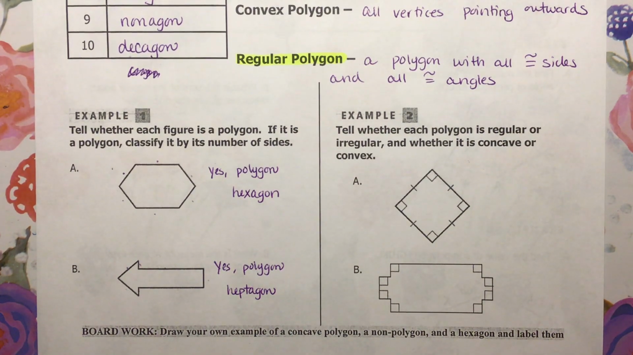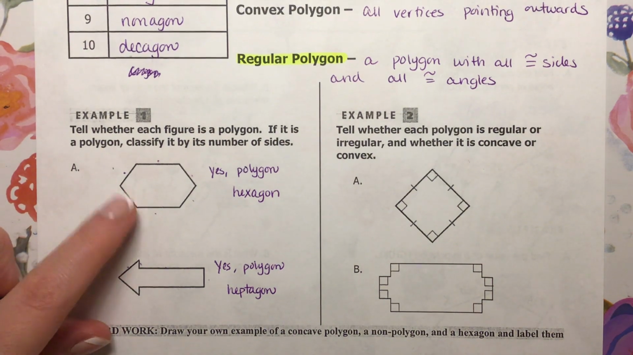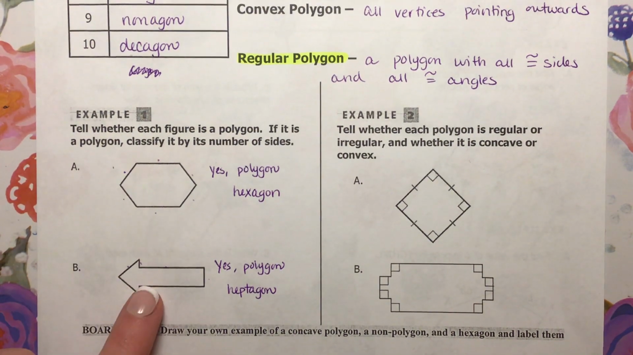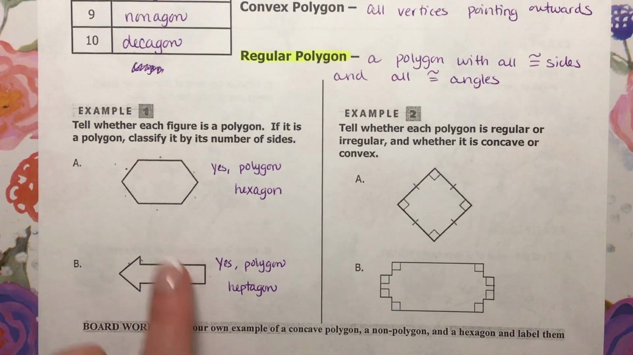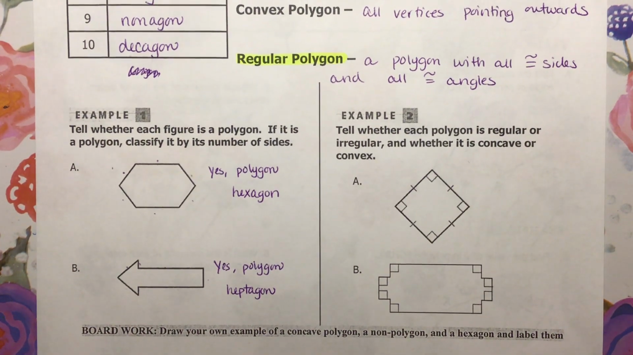Now we could go a step further with these and also describe this guy up here as convex and this guy down here as concave. We weren't asked to do that though, but that's another way that we could describe those shapes.